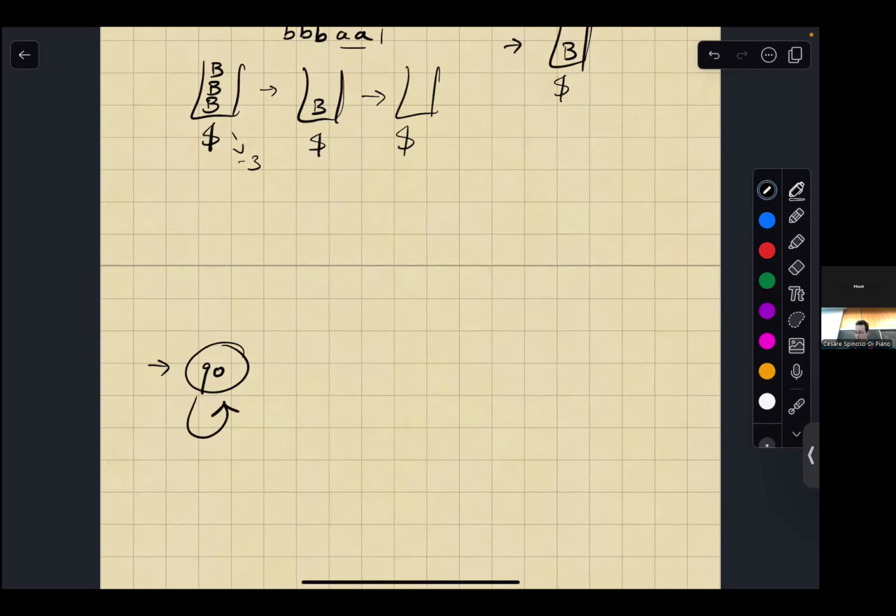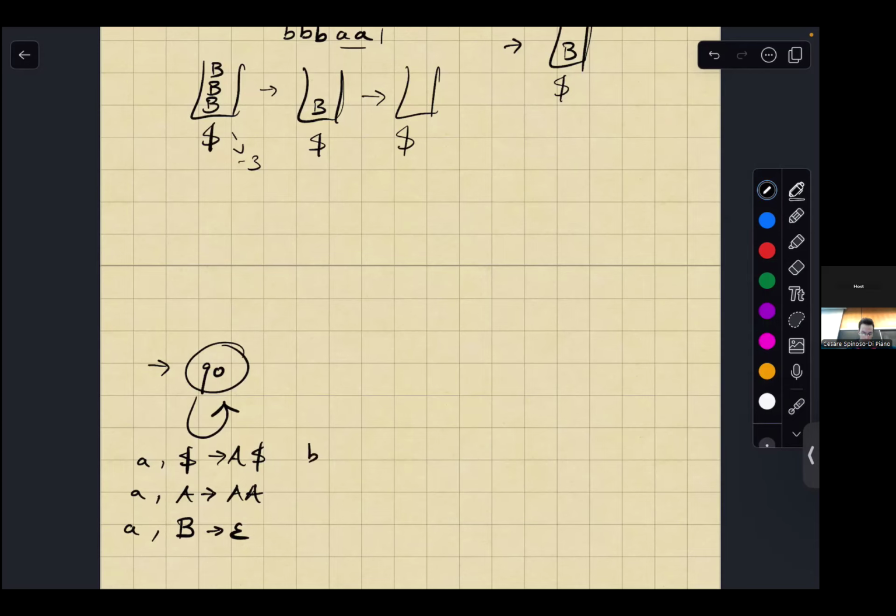If I read A's, there are three things that can happen. Either I have the dollar sign at the bottom, in which case I add an A, and of course keep the dollar sign. Or I have an A at the top, in which case I just add to my surplus, so I have two A's. And if instead I have a B at the top and I'm reading an A, then I make my stack more positive, so I remove a B.